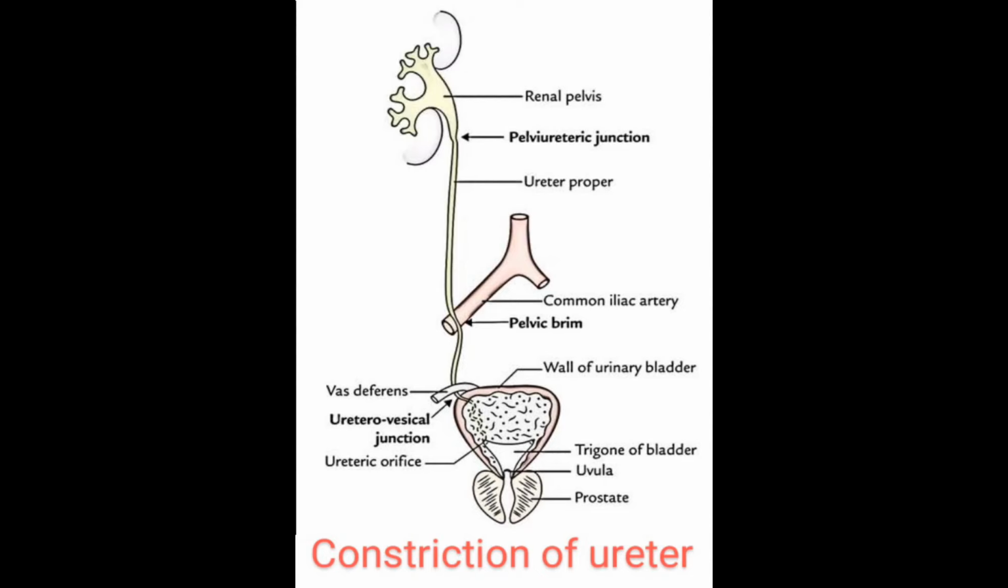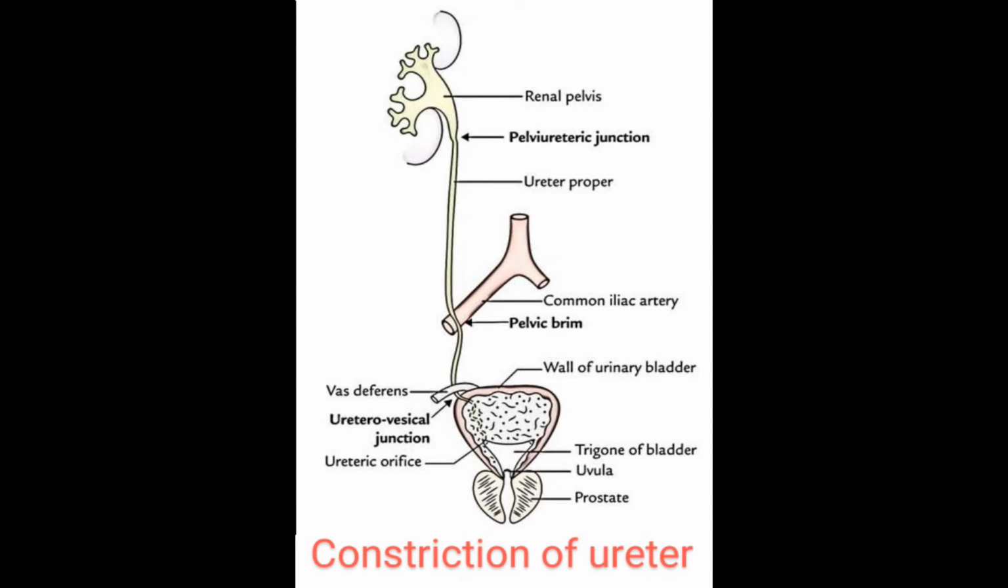Hi everyone. In this video we'll be discussing the ureter, its development, its constrictions, its anterior and posterior relations, blood supply, everything about the ureter. So first, what is the development of the ureter? It develops from the ureteric diverticula arising from the mesonephric duct. Basically from the mesonephric duct. Then the diameter of the ureter is 3 mm.